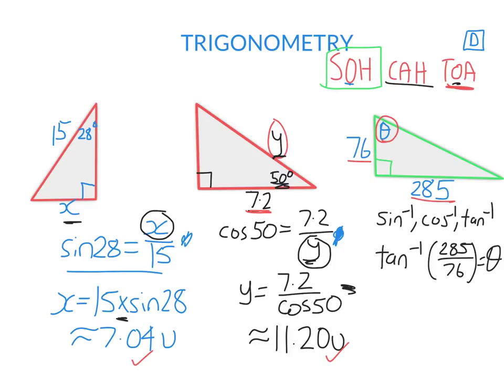And if you put that on your calculator again, making sure that it is in degrees mode, you should get theta is about 75 degrees to the nearest degree, okay? So that's how you use trigonometry to find unknown sides and angles. We're just going to now quickly look at some applications of trigonometry.